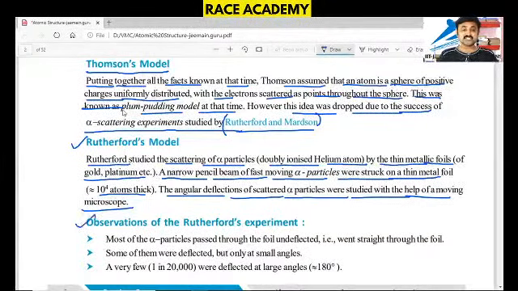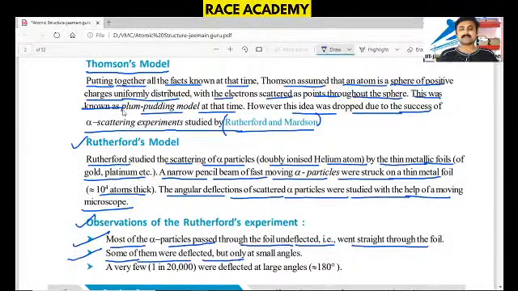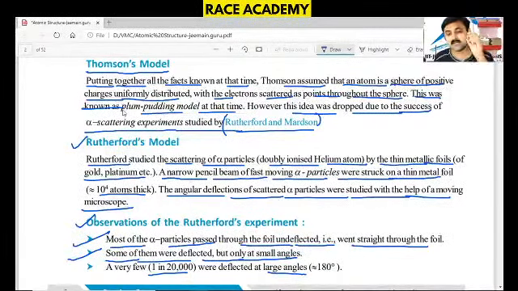What are those observations? Most of the alpha particles passed through the foil undeflected and went straight. Another point is that some of them were deflected, but only through small angles. A very small number of particles, about 1 out of 20,000, were deflected through a large angle of 180 degrees. That means they bounced back to their original position.